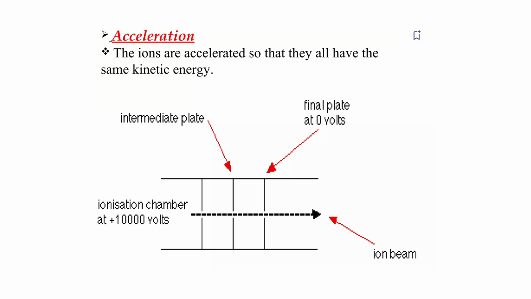The next step is acceleration. The positive ions are now accelerated so that they all have the same kinetic energy. The ionization chamber has a voltage of about 10,000 volts, and the ion beam passes through this chamber.